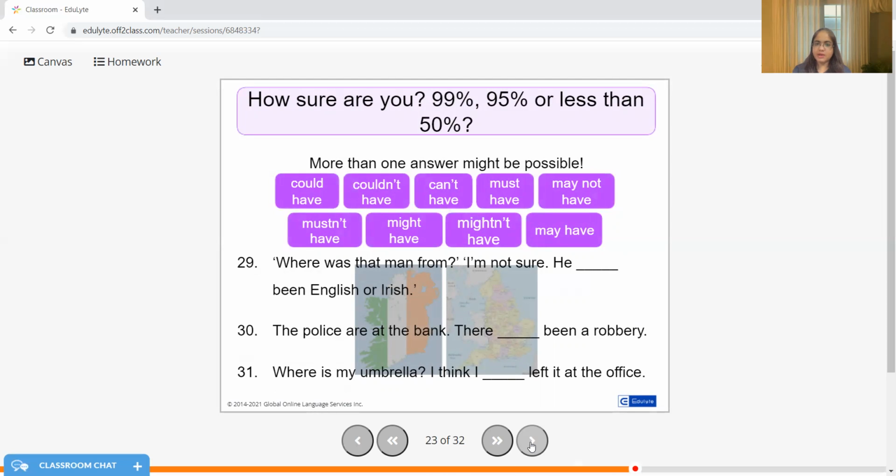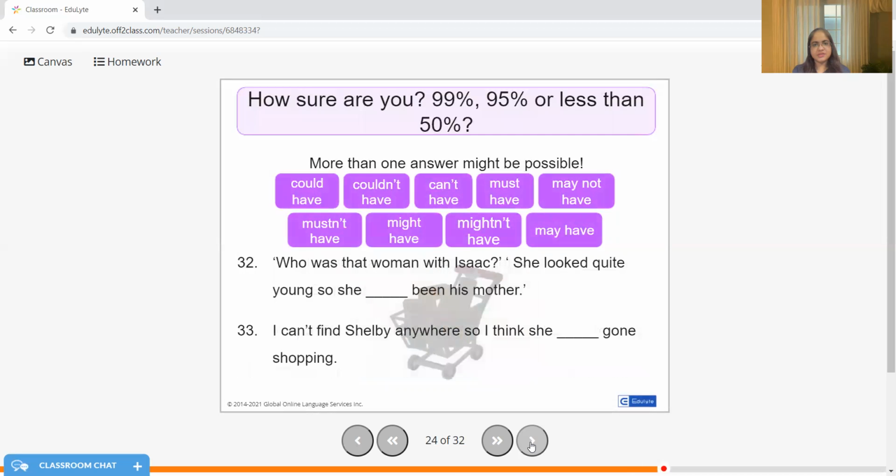Where was that man from? I'm not sure. He might have been English or Irish. Again, I'm not sure. The police are at the bank. There must have been a robbery. Where is my umbrella? I think I might have left it at the office. Who was that woman with Isaac? She looked quite young, so she might have been his mother. I cannot find Shelby anywhere, so I think she must have gone shopping.